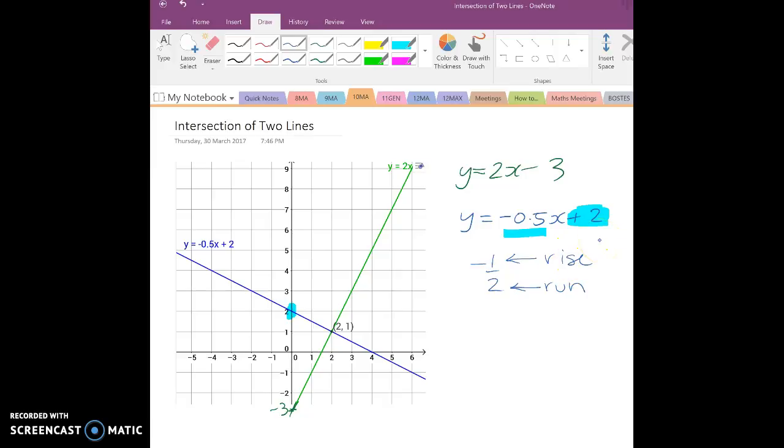A negative 1 rise is a drop of 1. So let's do it. I'm here at 2, now let's go. Run 2, drop 1, bingo. Run 2, drop 1, bingo. Run 2, drop 1, there you go. So that tracks out that line there.